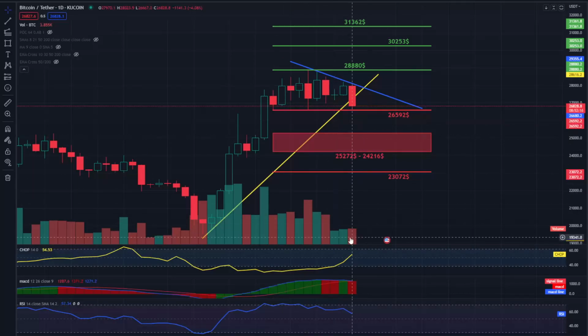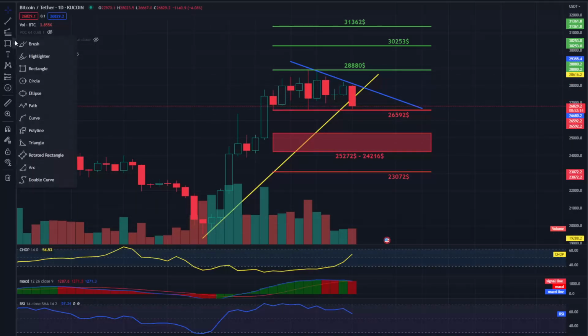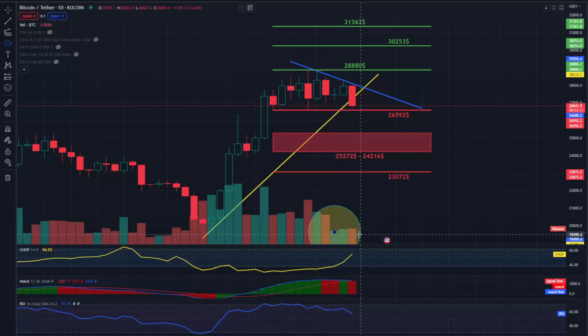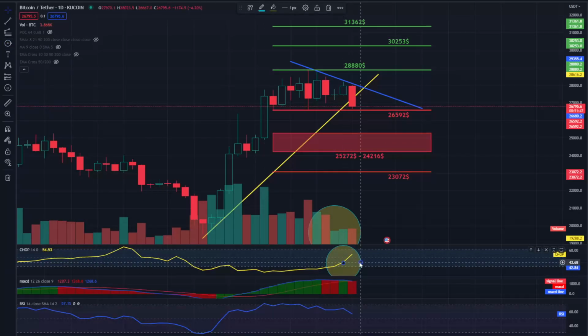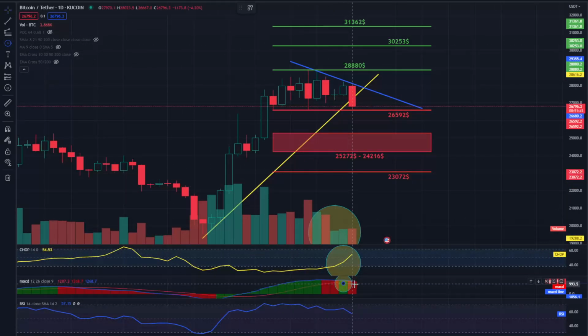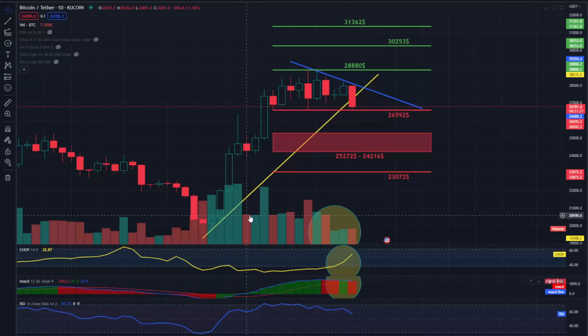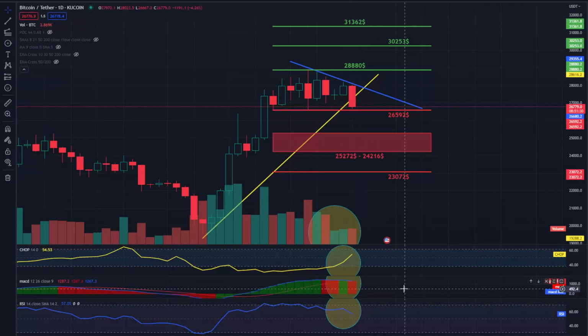It is worth paying attention to the volume, which, despite the correction, we see that it is much smaller in recent days. Please pay attention to the CHOP index, which indicates that we have a lot of collected energy. The MACD indicator is on the verge of returning to a downward trend, while the RSI shows a rebound, but there is room for a deeper correction, so be careful.